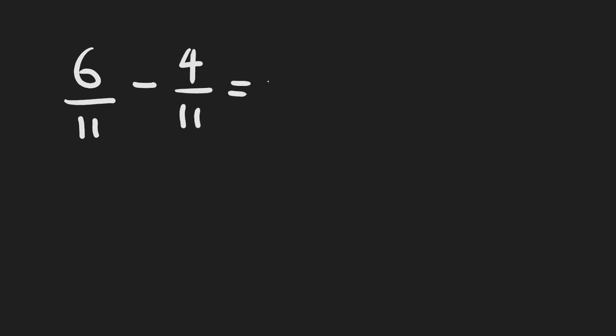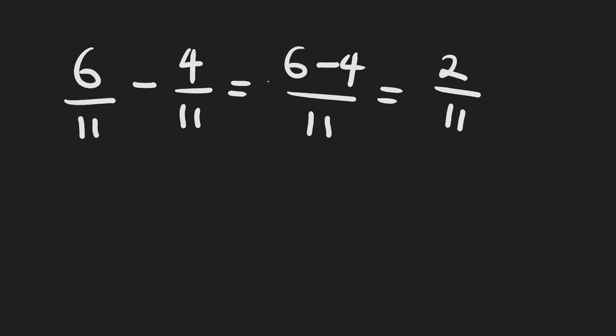Alright, another example under subtraction. When we have 6 over 11 minus 4 divide 11. That's going to be 6 minus 4 over 11. 6 minus 4 is 2 divided by 11. This is a proper fraction, so the answer remains the same.